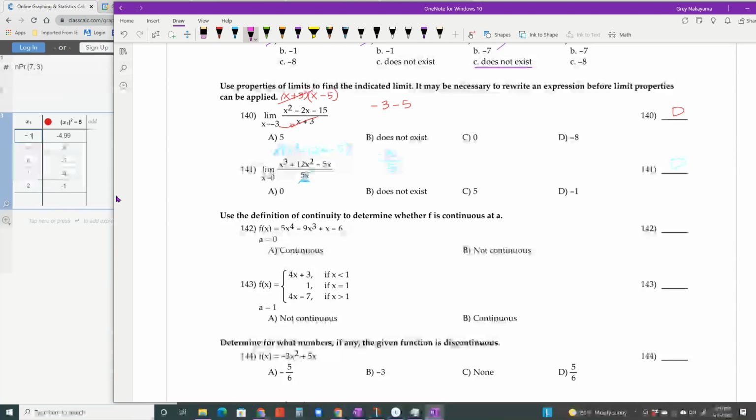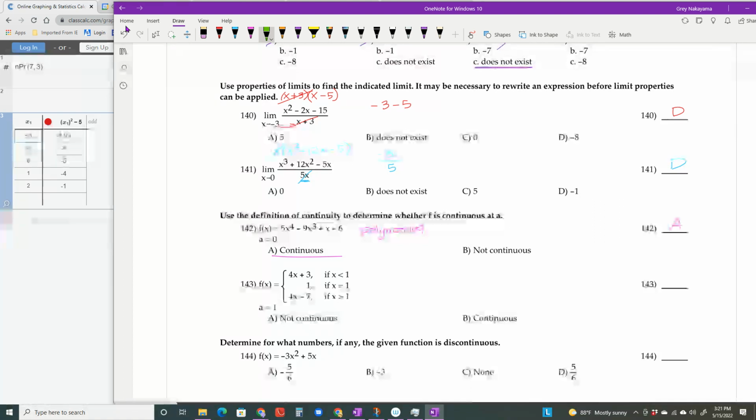Use the definition of continuity to determine whether f is continuous at A. Y'all, this is a polynomial, and every polynomial is continuous everywhere. So you can go plug it in if you want to, or look at it, or graph it, but it's a polynomial.